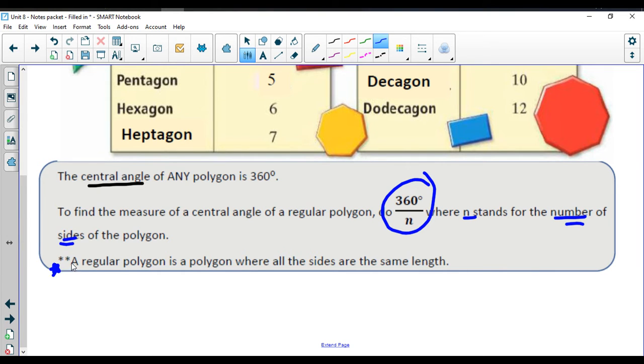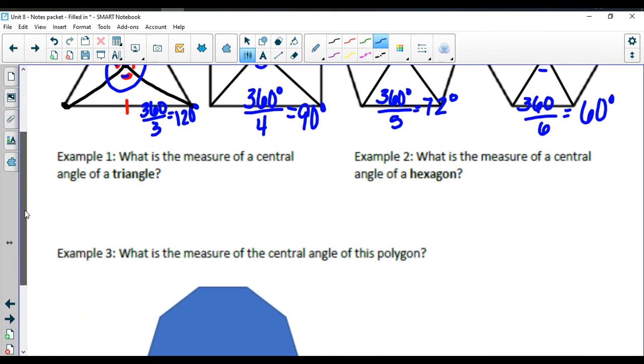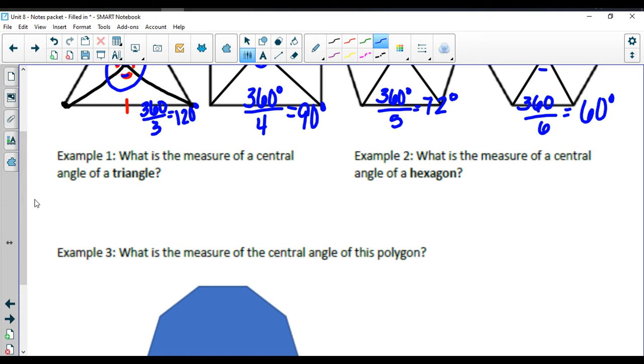If you're talking about a regular polygon, which is what we're using here, all the sides are going to be exactly the same length. So these are pretty easy problems here. Biggest thing you need to know is how many sides does the polygon actually have? What is the measure of a central angle of a triangle?